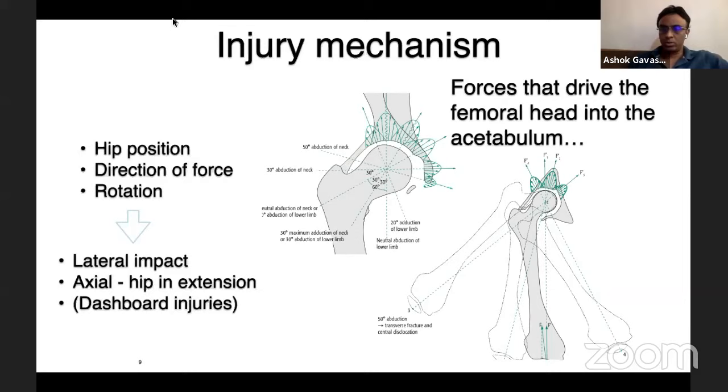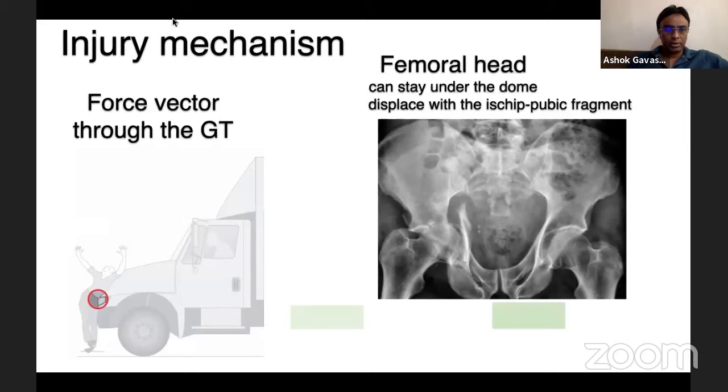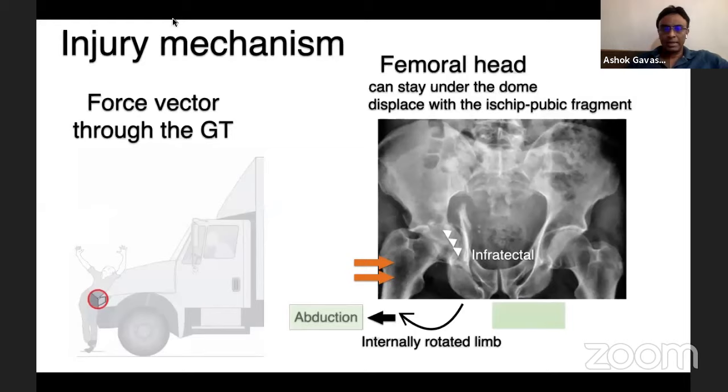Just to highlight the most common mechanism from the lateral side a little bit better, this is how the force is transmitted on the greater trochanter in a limb that is internally rotated. And depending on whether the hip is abducted, you can get an infratectal fracture, and with increasing amounts of neutrality and adduction, you can get fractures that exit a little bit higher, either the transtectal or the juxtatectal.